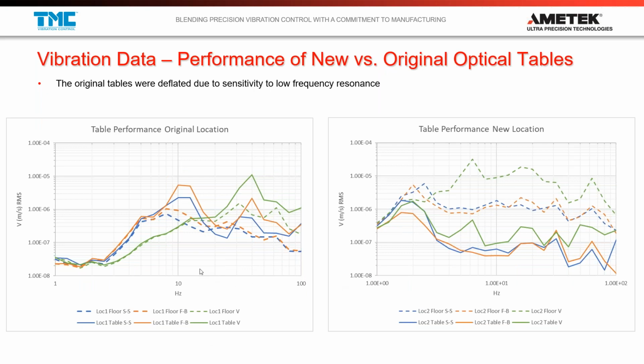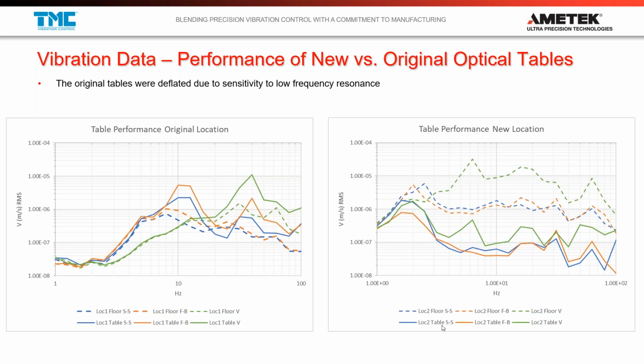So now looking at the table performance in the new location versus table performance in the original location. The other graphs, I took the data from the other graphs and tried to provide the performance of the actual table. So here's the original tables in the original location, and here's what we saw. The floor, this is trying to show us transfer function data, and we're seeing roughly 1-to-1 transmissibility from the floor to the table.